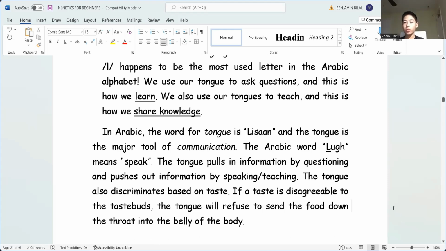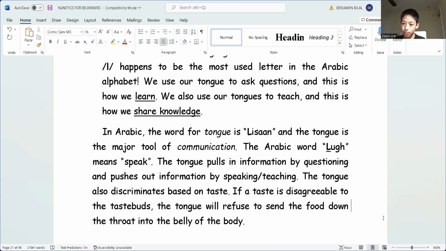In Arabic, the word for tongue is lisan, and the tongue is a major tool of communication. The Arabic word law means speak. The tongue pulls in information by questioning and pushes out information by speaking and teaching. Stop there for a second. The tongue pulls in information by questioning. If I ask you a question and you answer me, I'm pulling the answer out of you, so to speak. Can you envision that? Can you see that in your head? Every time I ask a question, I'm pulling something out of you.